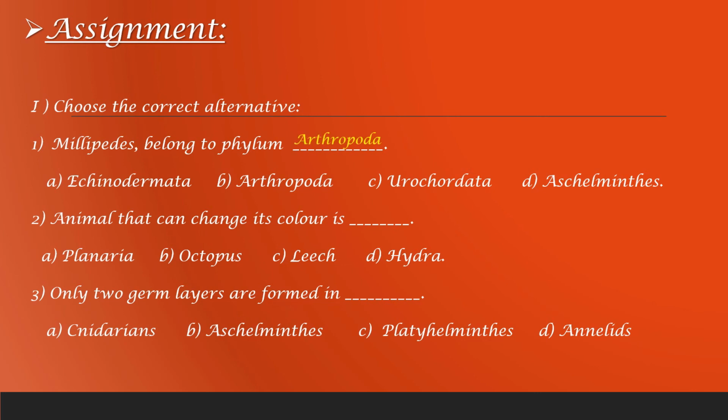Then the second question, the animal that can change its color is dash. So the options are planaria, octopus, leech, hydra. So which animal changes the color? Yes, the animal that can change its color is octopus. Then the third question, only two germ layers are formed in dash. So students, in which phylum do we find two germ layers? Yes, only two germ layers are formed in cnidarians.